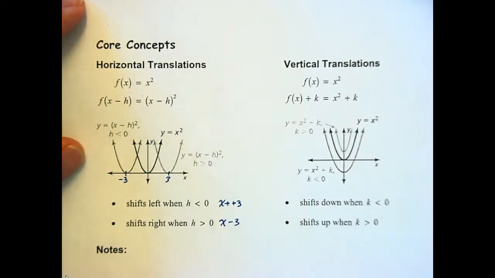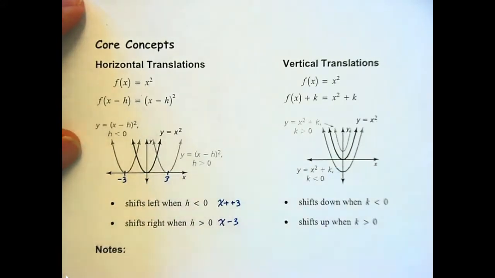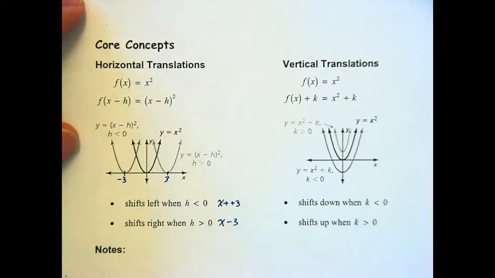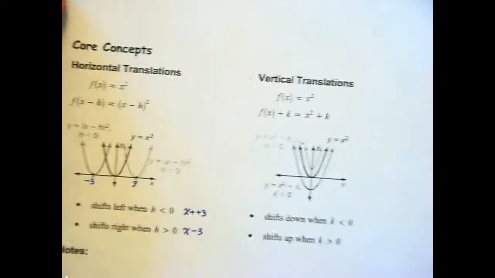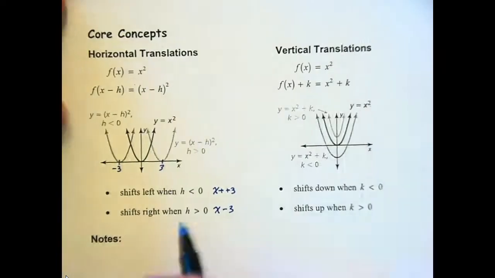I like to think of it this way. Whatever makes that 0 is where it shifts to. Okay? So what makes this 0? 3. That's where I shift to. What makes this 0? Negative 3. That's where I shift. Okay? I didn't want to make something that seems so easy become very difficult, but that's the wording behind it. Questions there?